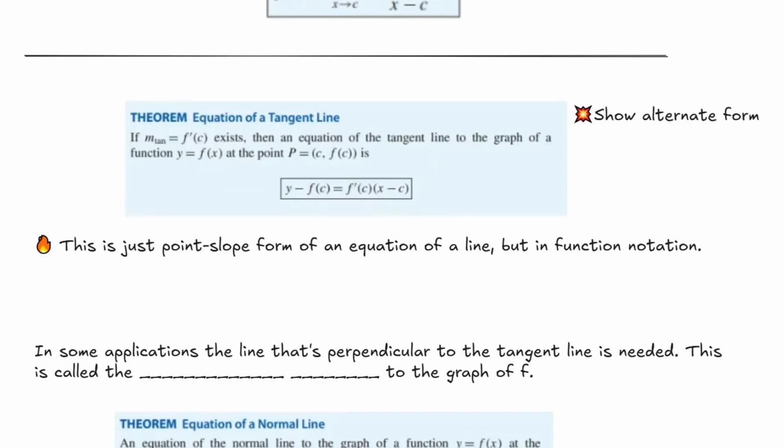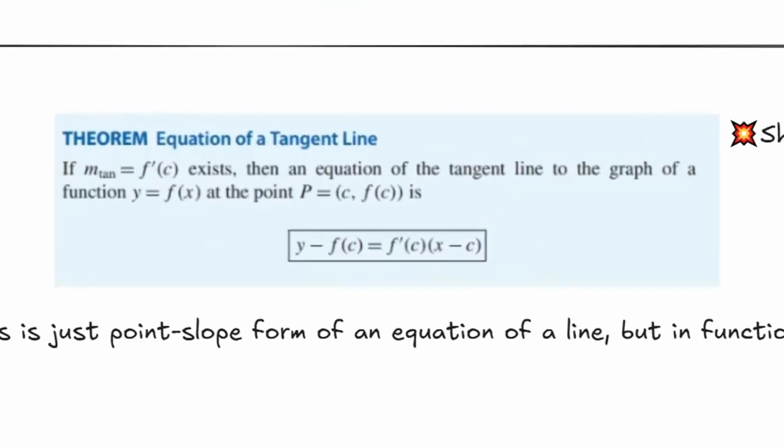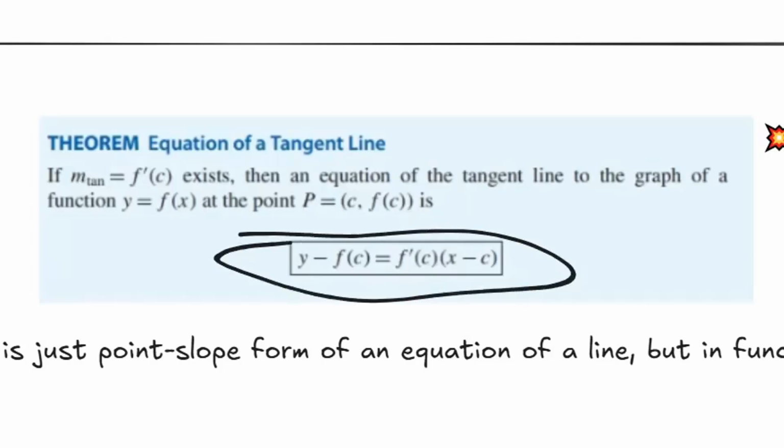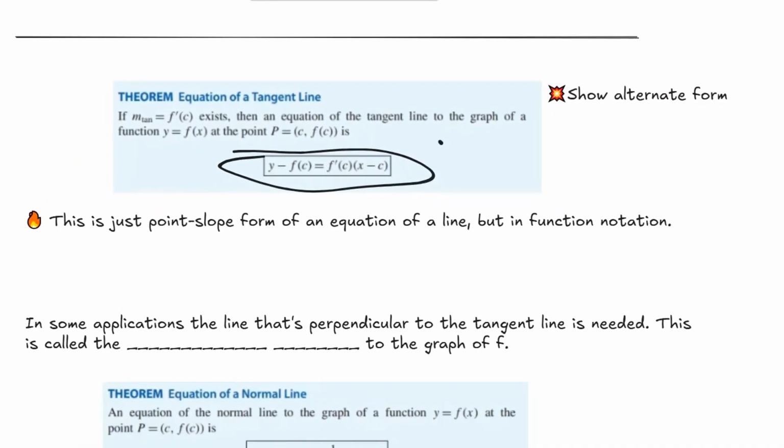Now, to actually find the equation of the tangent line, it's just the equation of a line. So if that limit exists, the slope of the tangent line, or f prime of c, then an equation of the tangent line to the graph at that point is given by this formula here. Another way that this is sometimes written is y equals f of c. They just solve it for y, so they add this f of c to the other side, plus f prime of c times x minus c.